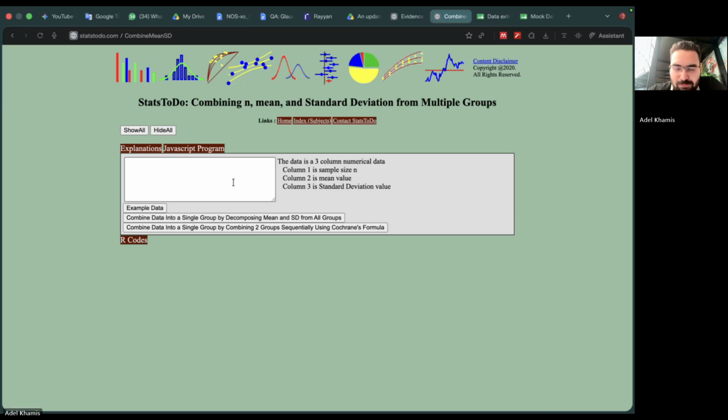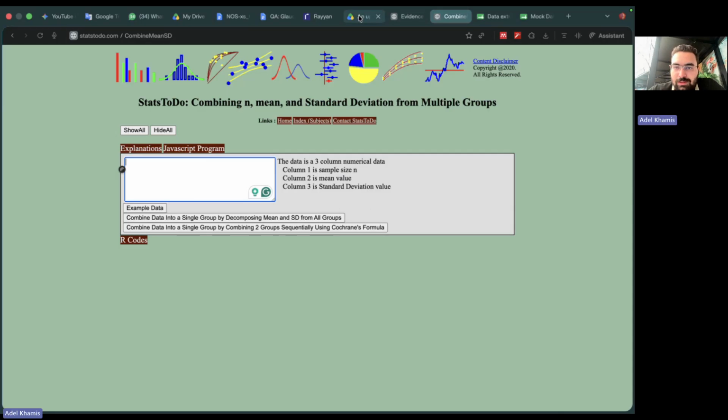So how do we do this? You type the required data, which is the sample size, the mean value, and the standard deviation into columns. Like this, I will show you. This is a column for the sample size. This is for the mean, and this is for the standard deviation. Then you click combine data into a single group by decomposing mean and the standard deviation from all groups. Then you will have the combined mean and the standard deviation that you can use in your systematic review and meta-analysis.